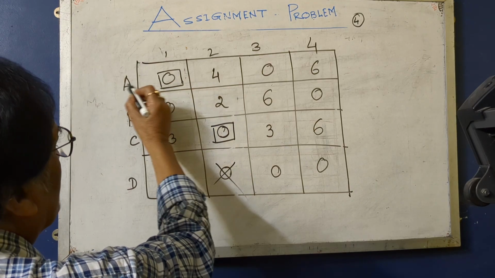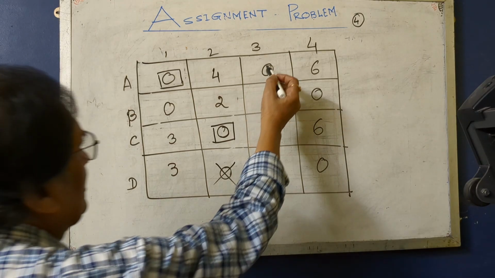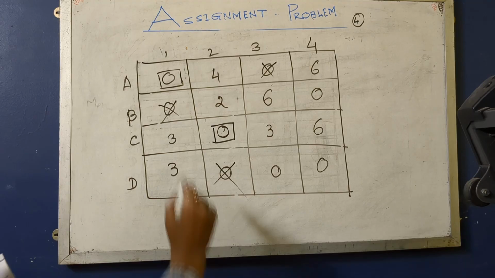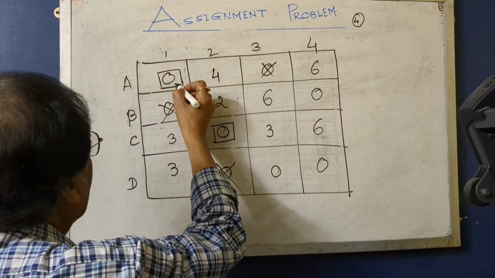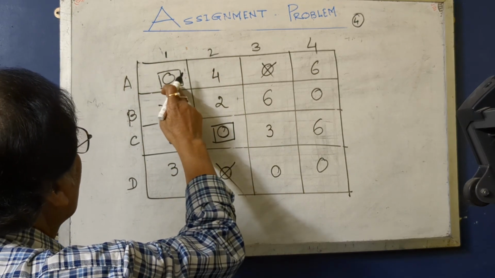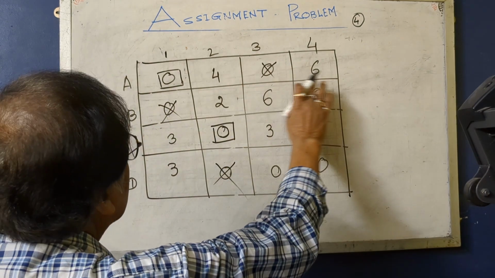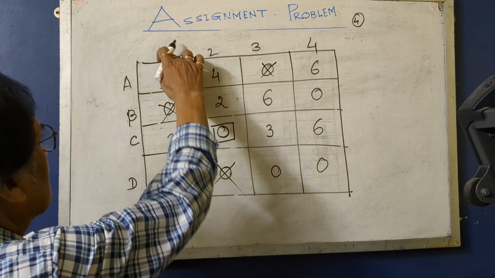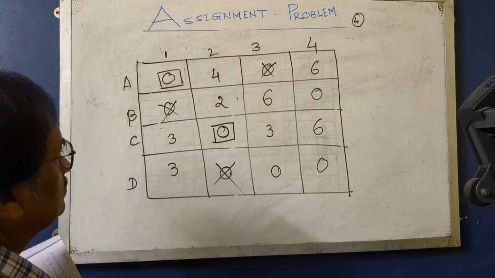You allocate this one. In the first row, you select the first zero in this way, and you cross it. Sir, why have you crossed this? Because you cannot allocate any other job to A. You have allocated A to this job. Once this job is allocated, you have to cross all other zeros horizontally or vertically, because this job is allocated. That's why you cannot allocate further here. A is allocated to this job.